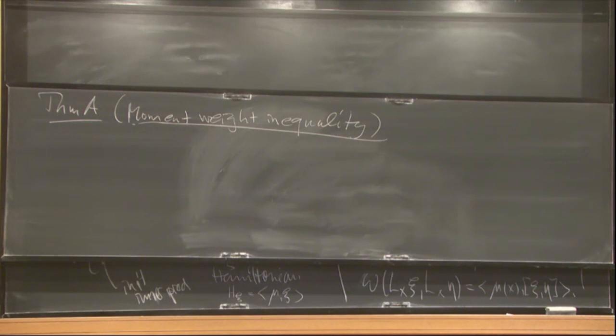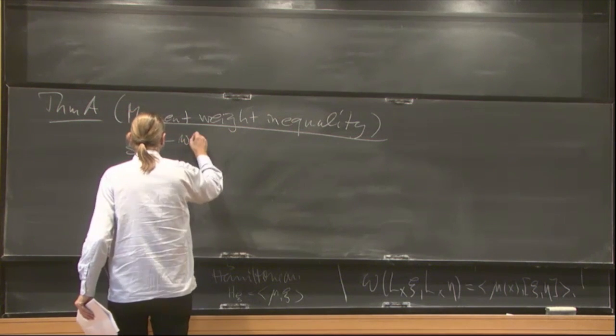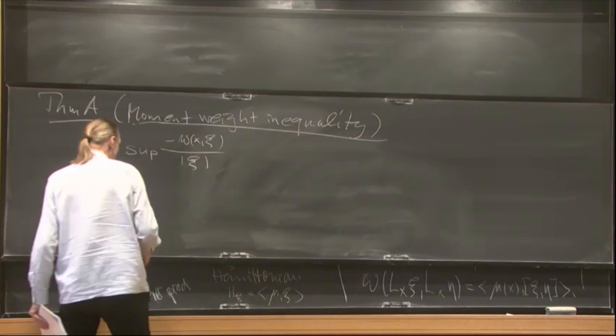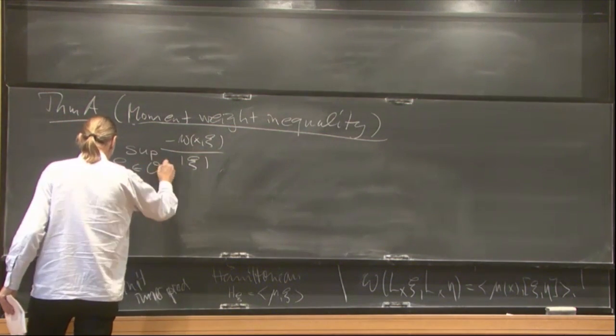And the assertion is that if you take the weight, actually with the sign conventions that we're choosing here, you take minus the weight divided by the norm of xi, and then it's always less than the norm of the moment map on the complexified group orbit. And you can phrase that in this form: supremum of minus w of x xi over the norm of xi. Remember, we have an inner product on the Lie algebra. So you take all xi in the Lie algebra non-zero.